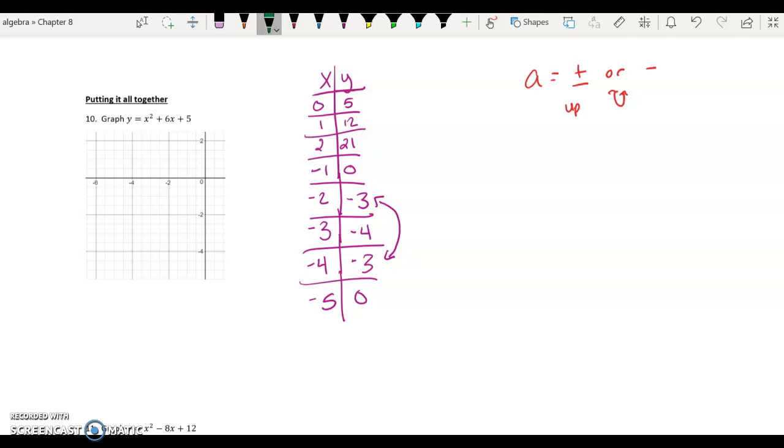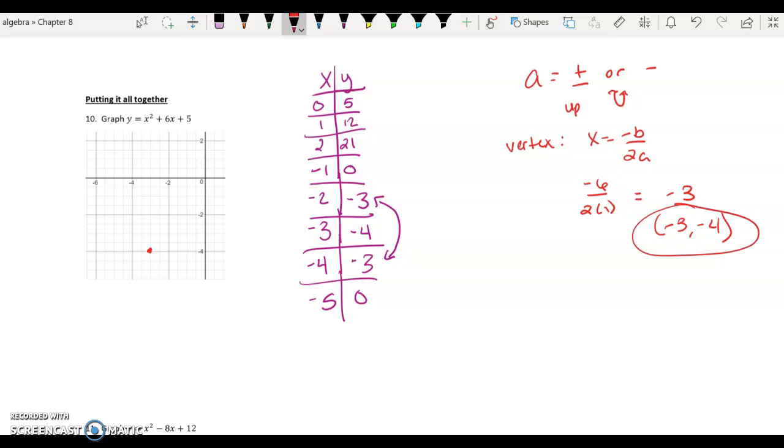Now, let's do vertex form. So x equals negative b over 2a. Negative 6 over 2 times 1 would be negative 3. I'm going to plug that in, and guess what I'm going to get? Negative 4. So negative 3, negative 4 we know is our vertex, which is a lot easier than guessing and checking on a table. This is not wrong. You can do the table. It just takes a little bit longer sometimes.